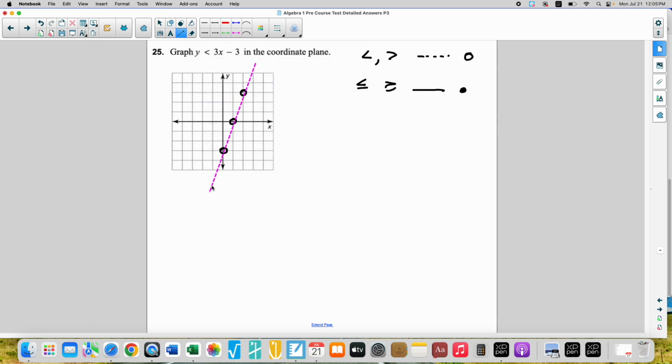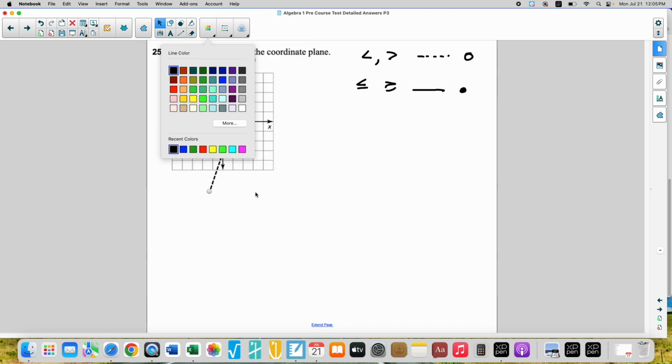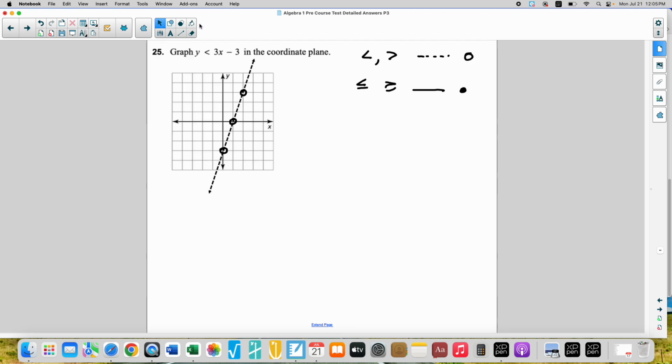Not purple, but that's okay. Let's do this. Let's put arrows on them. Let's make that black. And that should be, there we go. So graph it.